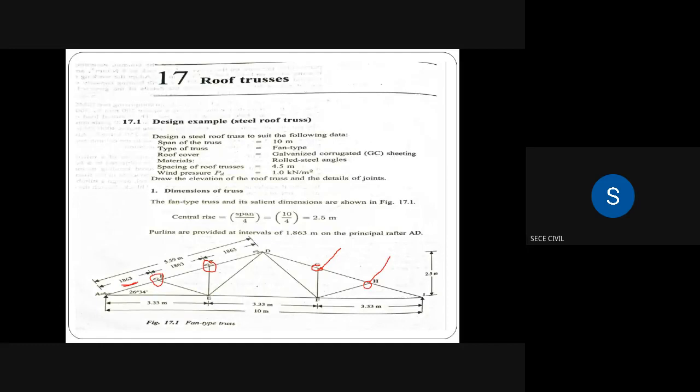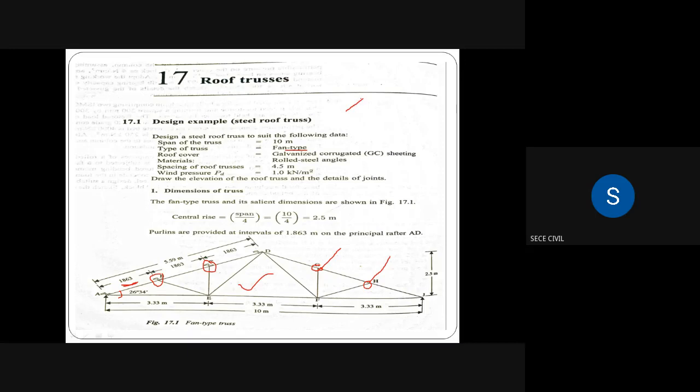So the next step is dead load. In the question itself they gave the drawing also. This particular diagram is also in the question, and they gave the angle also. It is a sloping roof only. A fan type roof truss is nothing but a sloping roof. A sloping roof is also called a pitched roof or gable roof. Normally, a pitched roof or a gable roof means a sloping roof.